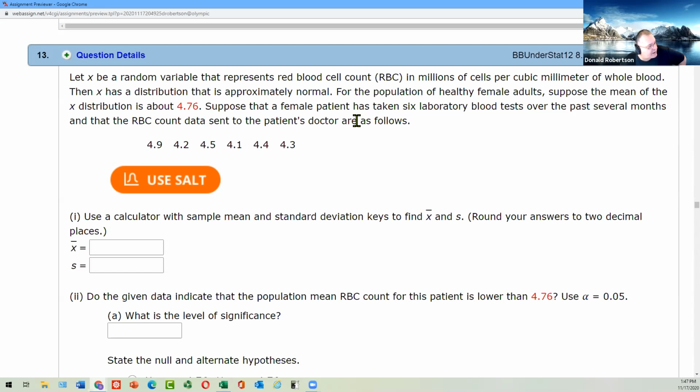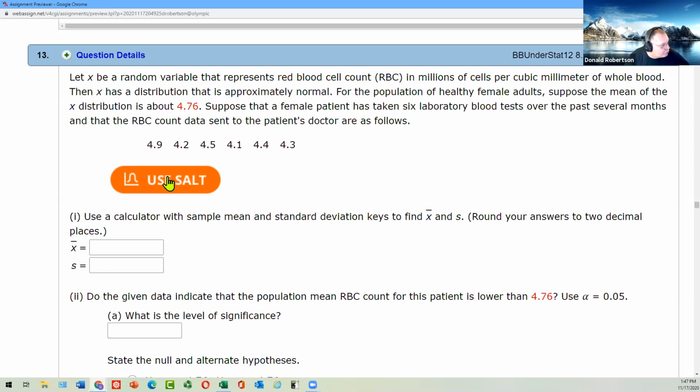Suppose then you take a female patient, and this person, you took 6 blood tests. So that 4.76 is what the typical average for a healthy person is. In other words, they've just told me that mu is 4.76. Unfortunately, this is my data. Now you can see there's 6 numbers, but I don't know the mean and I don't know the standard deviation. So how am I going to get that?